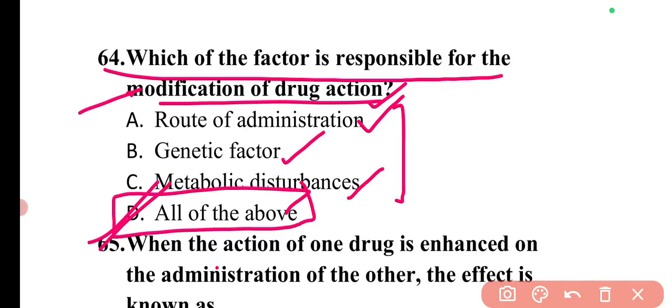Basically, modification of action means the increase or decrease in the drug action. For example, if drugs are given in combination, then the action will be increased. So these are the basic things.